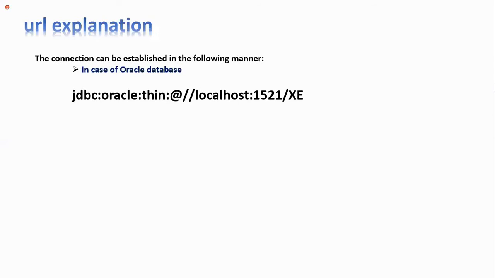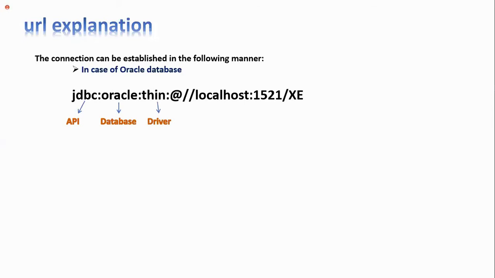What will this URL mean if you ask me? JDBC happens to be an API. I have told you, Application Programming Interface is my JDBC. What is Oracle? Oracle is my database. What is thin? If you remember the drivers, thin happened to be your driver.